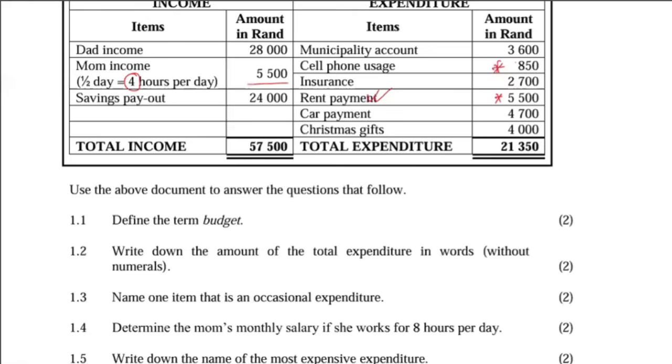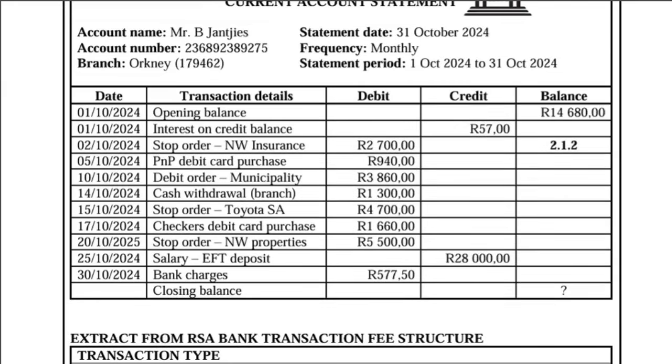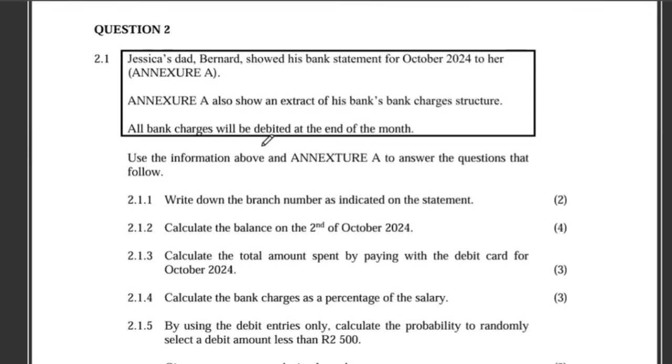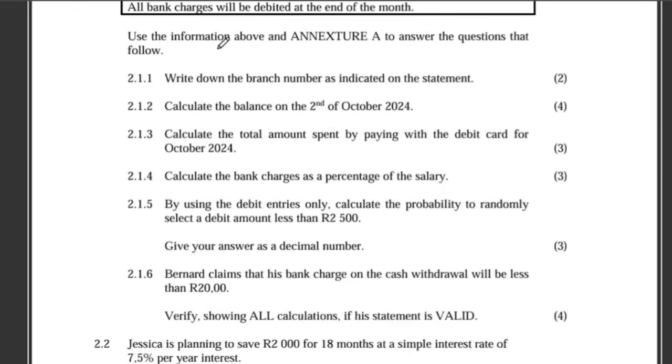Question number 2. Jessica's dad, Bernard, showed his bank statement for October 2024 to her in Annexure A. Annexure A also shows an extract of his bank charges structure. All charges will be debited at the end of the month. That's what they're telling us. Okay, so use the income above and Annexure A to answer the questions that follow.